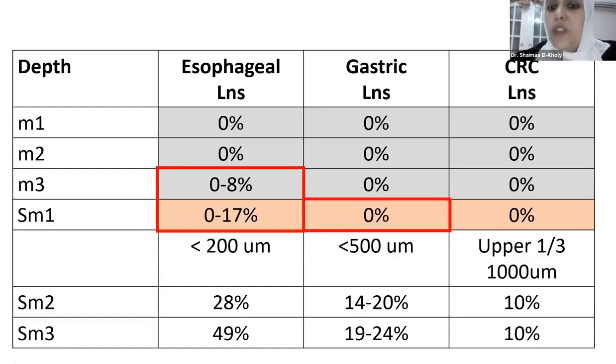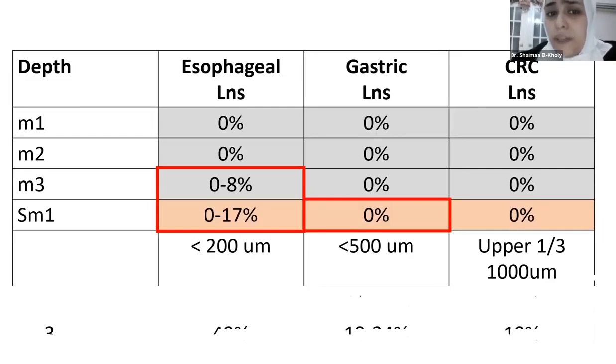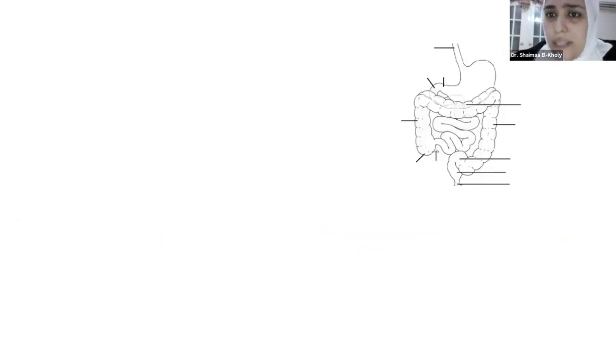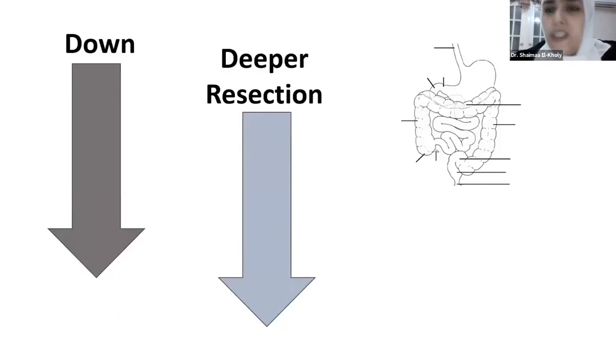When we go for the stomach, also SM1 is a relative indication or extended indication. And for the colon, it's free. So it looks like when we move down through the GI tract, things are getting a little bit looser or easier. So the rule that you want to get from this lecture is, as you go down from the esophagus to the colon, you can go for deeper resection. So as you go down, you can resect more deeply.